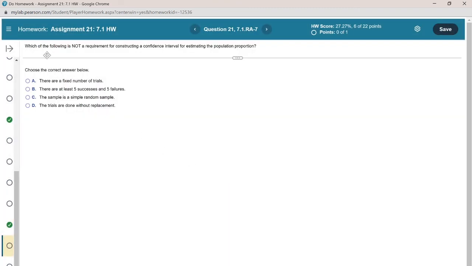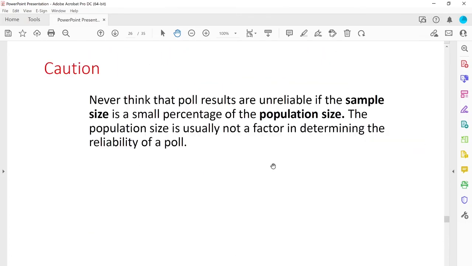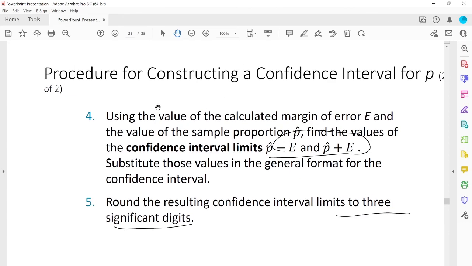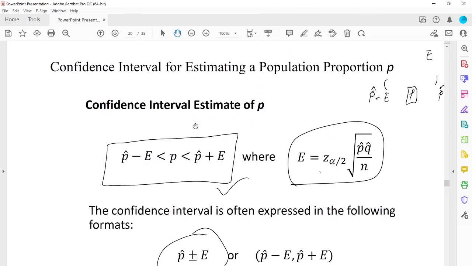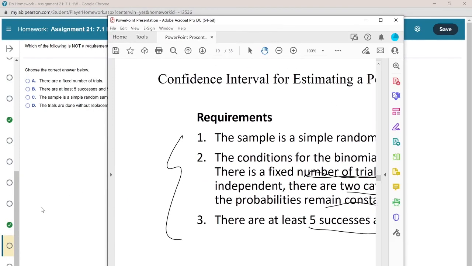Let's go to another one. Which of the following is not a requirement for constructing a confidence interval for estimating the population proportion? When you try to construct the confidence interval, there are some requirements you have to fulfill. Okay, these are the requirements. The sample should be a simple random sample. The conditions for the binomial distribution should be satisfied.